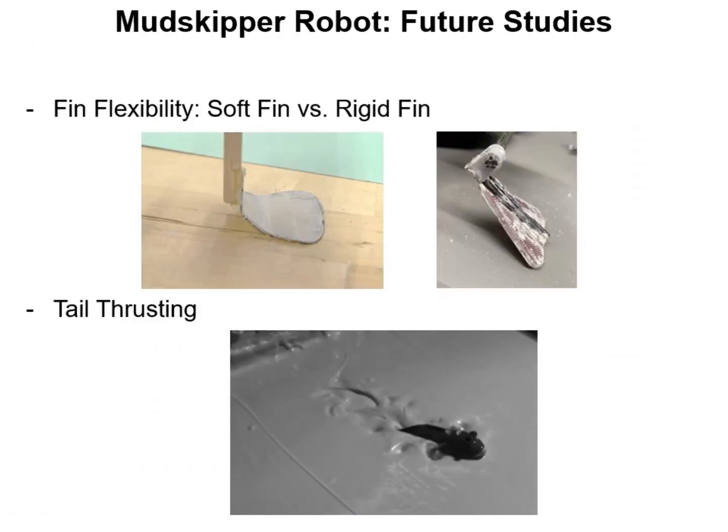Some potential future avenues we would like to explore are fin flexibility between a very compliant fin and a rigid fin, to see how the fin itself impacts lift in terms of how it changes interactions with the mud, as well as incorporating tail thrusting, which we observed that the mudskippers use when traversing weaker muds through our animal experiments.